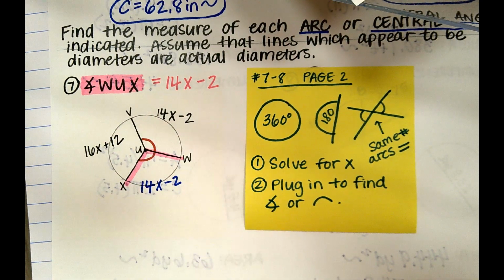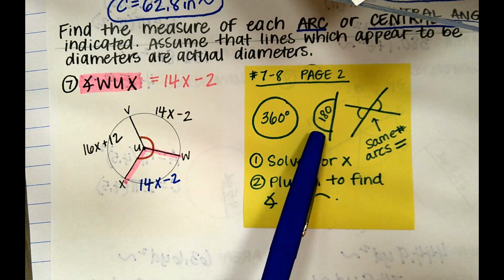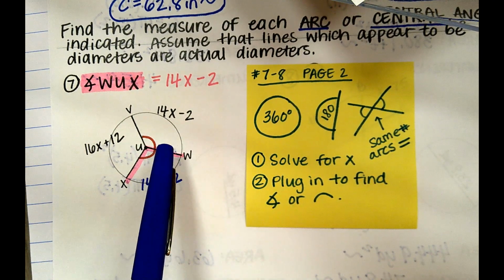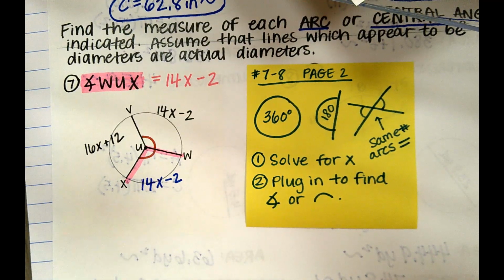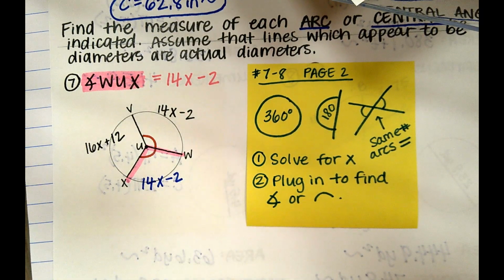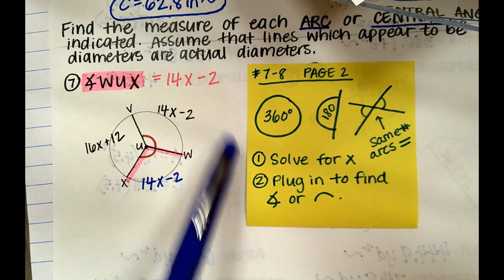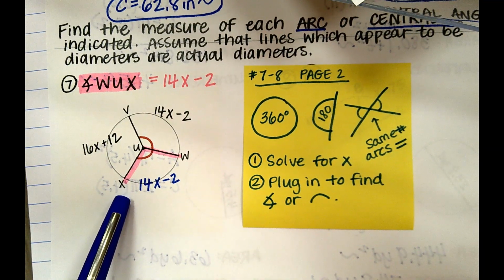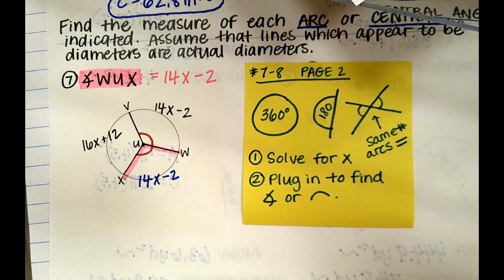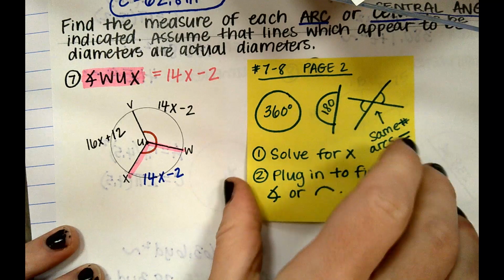So first of all, I'm noticing in number 7, I don't see any diameters. So I'm not going to use 180 degrees. I do have those equal angles, which we already talked about. Is every angle labeled with something? Yeah, every single angle has a value. So if I have every angle labeled, what can I do to write an equation and solve for x?